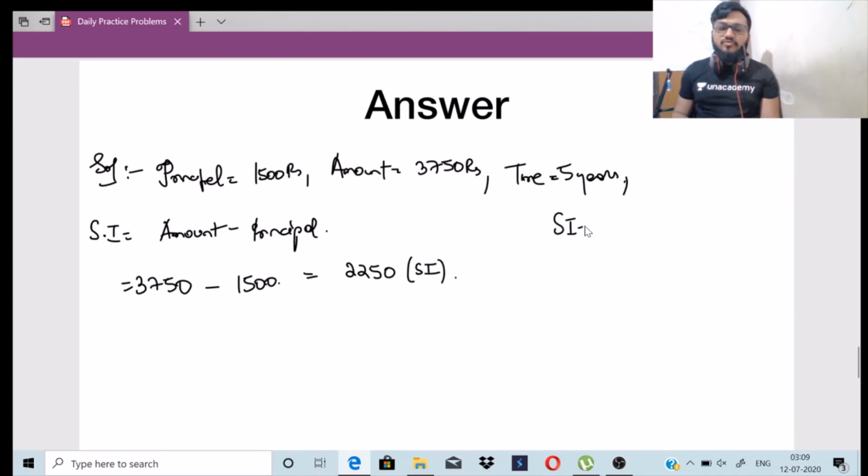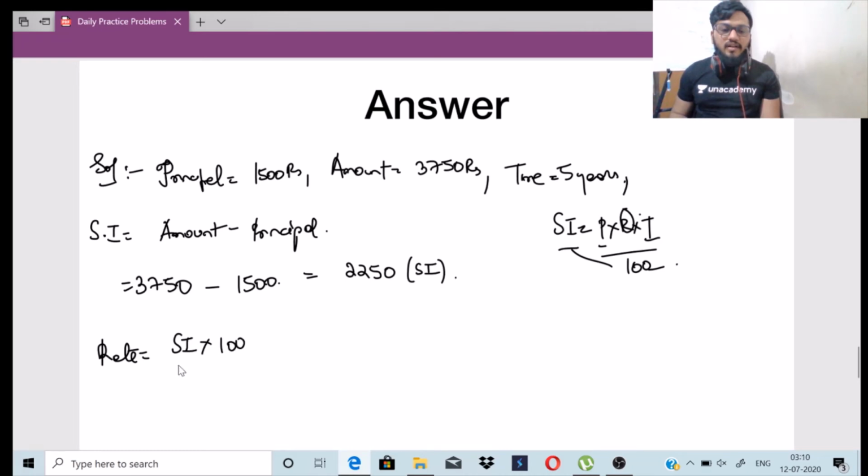You know the simple interest formula, it is P into R into T divided by 100. I know SI, P, T and 100 here. I do not know R. So I have to find out the rate. Rate is equal to SI into 100 divided by principal into time. You can see here I'm taking the rate outside. It is P into T, the time.